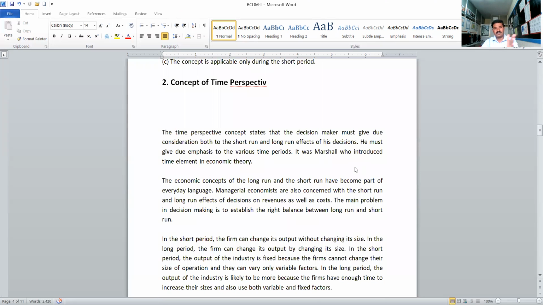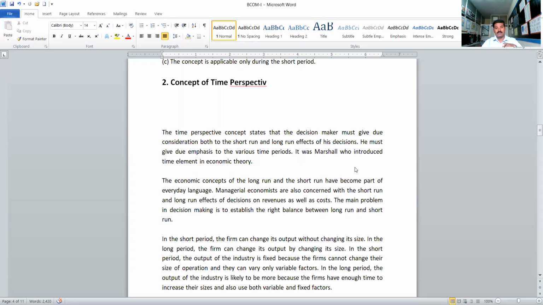The second one is the concept of time perspective. How is the time perspective concept very important in business economics? The time perspective concept states that the decision maker must give due consideration both to the short run and long run effects of his decisions. He must give due emphasis to the various time periods.